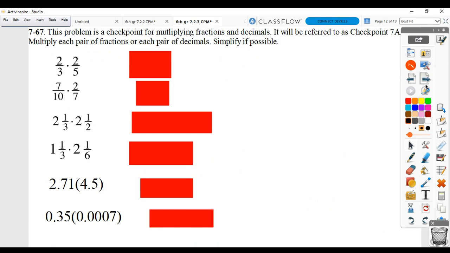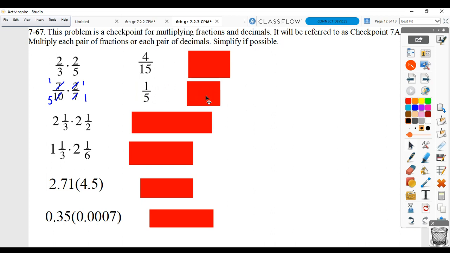For 767, 2/3 times 2/5 would give you 4/15. For this one, I would simplify the 7s first, and I would also simplify the 2 and 10. They can both be divided by 2, and then multiply across. So you get 1/5.